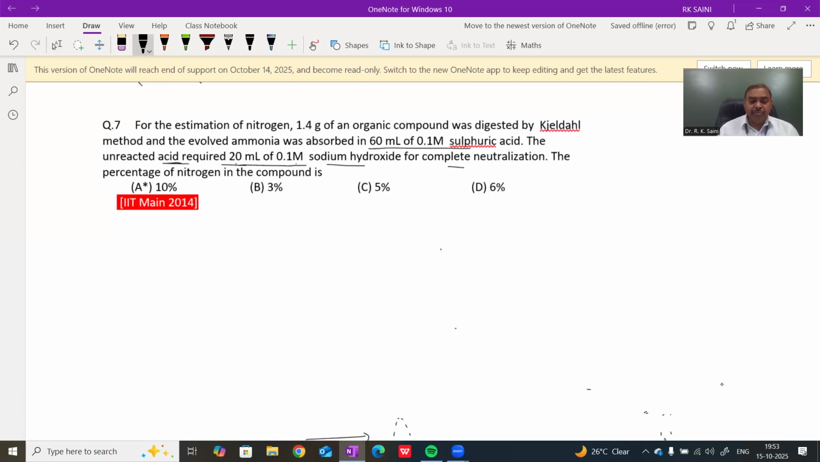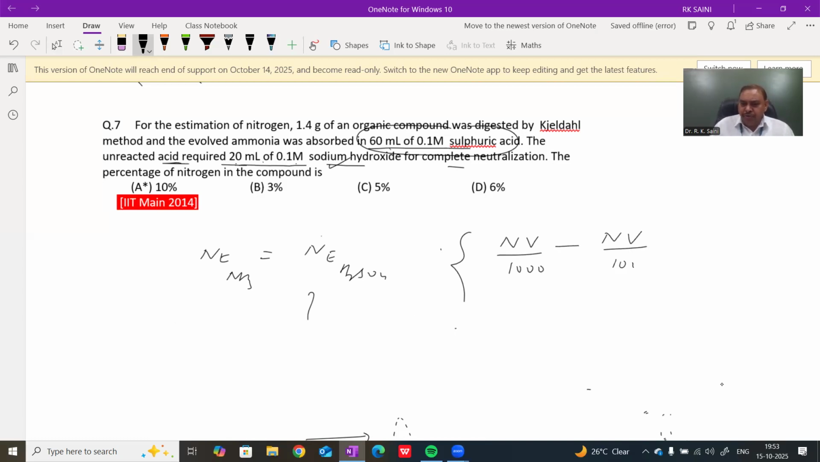Find the percentage. It means gram equivalent of ammonia equals gram equivalent of H2SO4. When the excess amount of H2SO4 reacts with NaOH, we find the actual amount of H2SO4 from the given amount of H2SO4, and the excess acid is titrated with NaOH. Therefore, their difference is used for the ammonia.